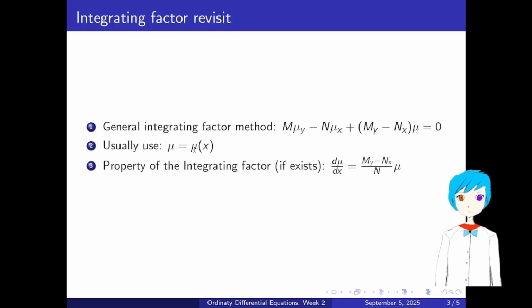Sometimes we may not be able to find the integrating factor. In that case, we cannot solve that ODE analytically. This is totally fine. So if the integrating factor mu equals mu(x) exists, then it should satisfy this ODE: d mu/dx equals the right hand side, (M_y minus N_x) over N, times mu. So we need to ensure that the right hand side is only a function of x. It is not a function of y, in order for the integrating factor to exist.